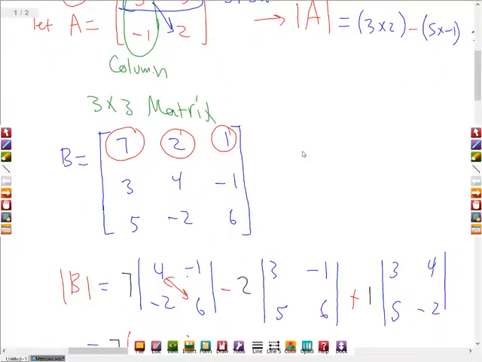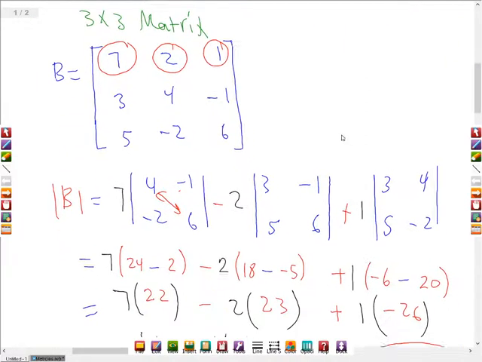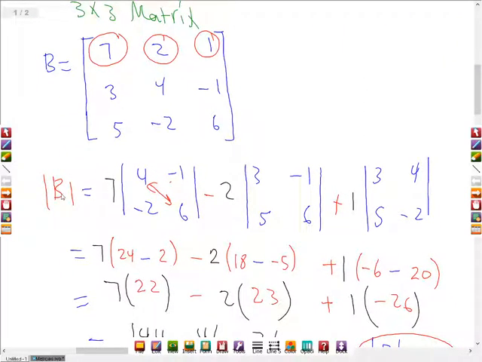Look at the second example. We have 3 rows. One row has 7, 2, 1. Second row 3, 4, -1. Third row has 5, -2, and 6. The 3 columns are 7, 3, 5; 2, 4, -2; and 1, -1, and 6. Okay, we need to find the determinant. Since you see this symbol, that means you have to find the determinant. Look, we're gonna convert the 3 by 3 to 2 by 2 by eliminating the elements of the first row.